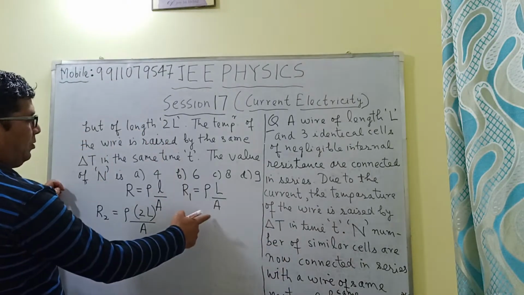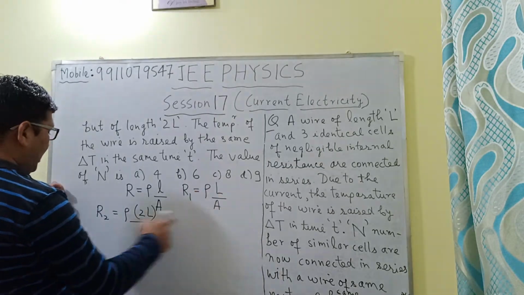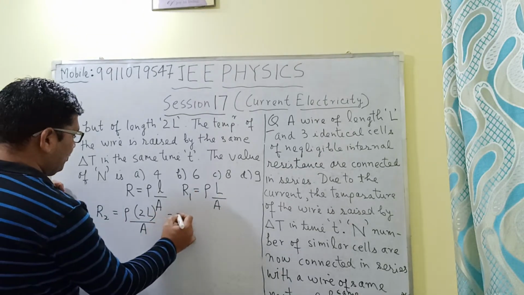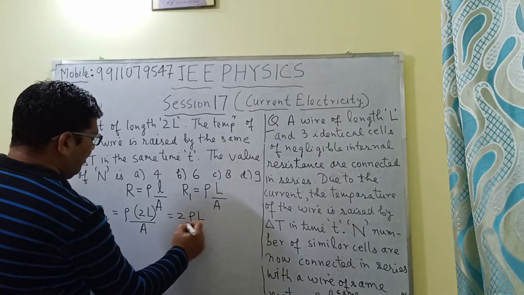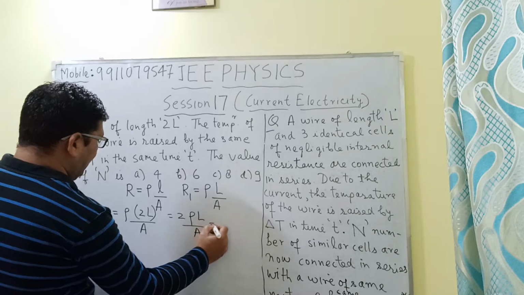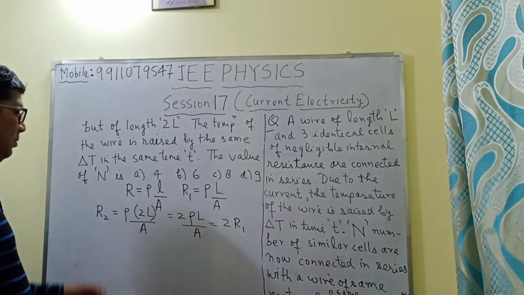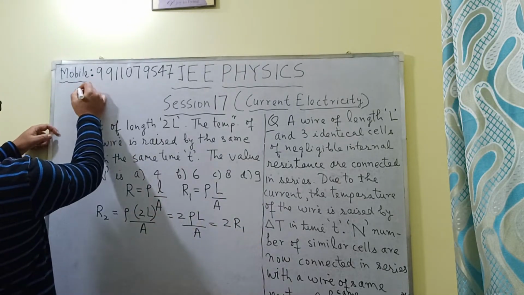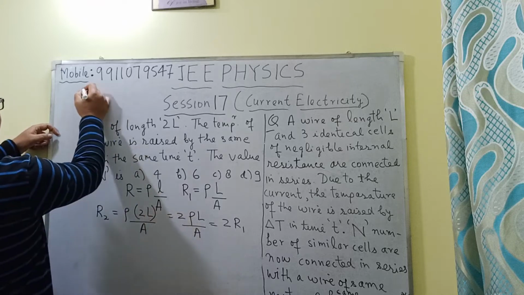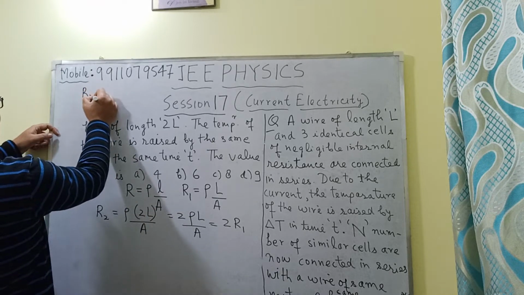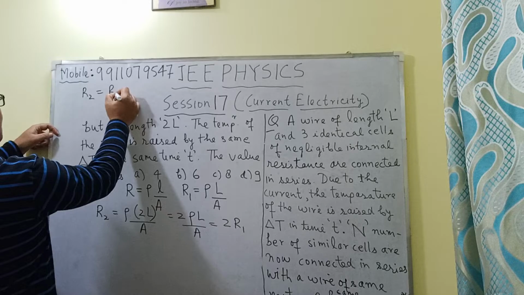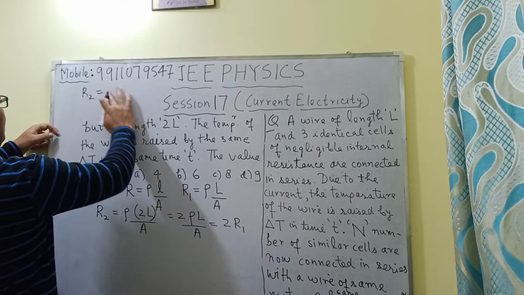So R1 is equal to rho L upon A, and R2 is equal to 2 times rho L upon A, or we can say that R2 is equal to 2 times R1. So we can write this result here, that is R2 is equal to 2 times R1.